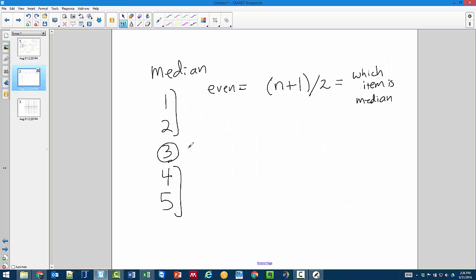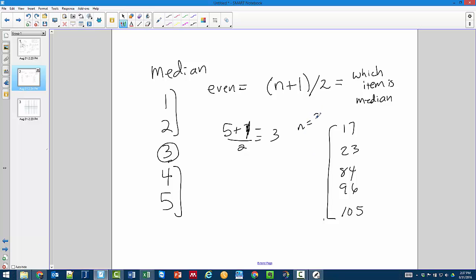I'll do that with that smaller set of numbers here. This is 5 plus 1 divided by 2, and we end up with 3. Again, it doesn't matter if the numbers are 17, 23, 84, 96, 105. If they're in order, 5 numbers, so again, that's why n equals 5. There's 5 numbers, so 5 plus 1 divided by 2 gives us the 3rd number: 1, 2, 3.